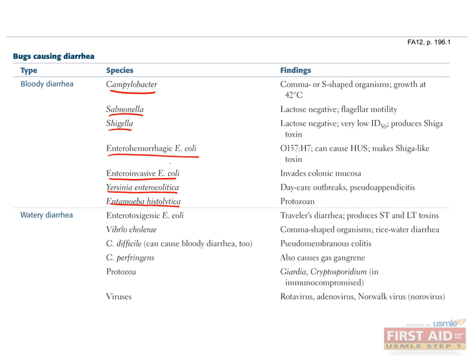These include enterotoxigenic E. coli, which causes traveler's diarrhea and produces ST and LT toxins. Vibrio cholerae, which commonly causes outbreaks in third world countries and is known for causing rice water diarrhea. C. perfringens, which can also cause gas gangrene. Several protozoa, including Giardia and Cryptosporidium. And lastly, several viruses, which include rotavirus, adenovirus, and Norwalk virus.